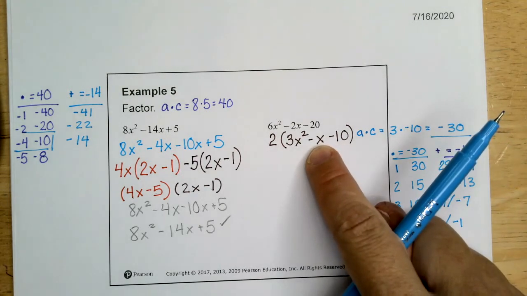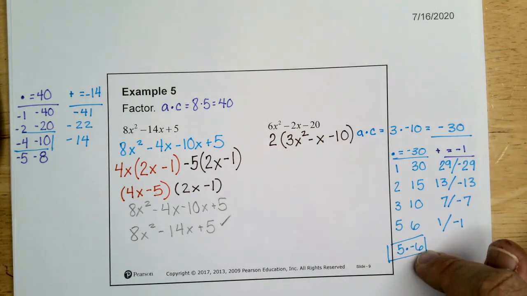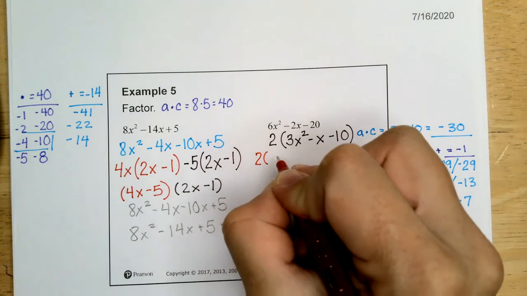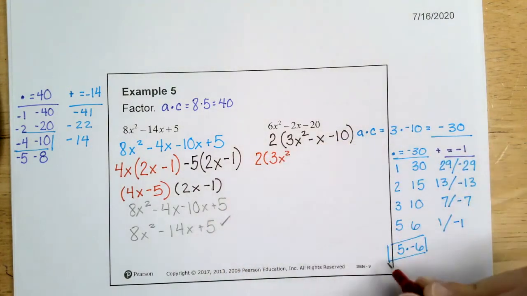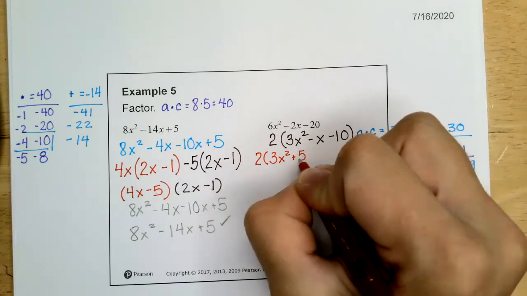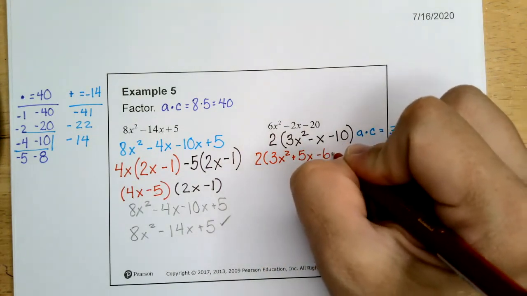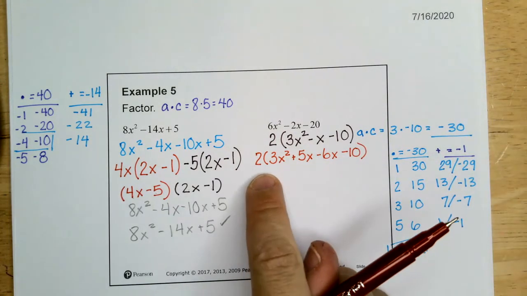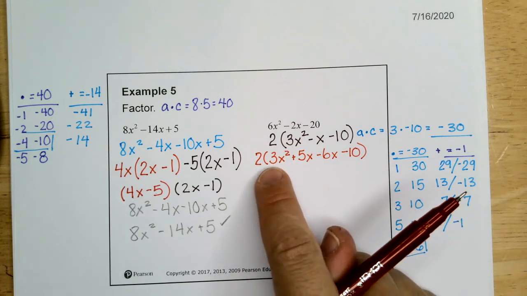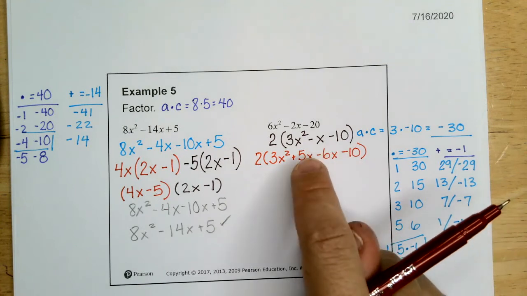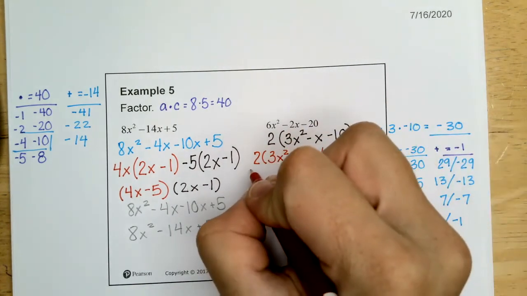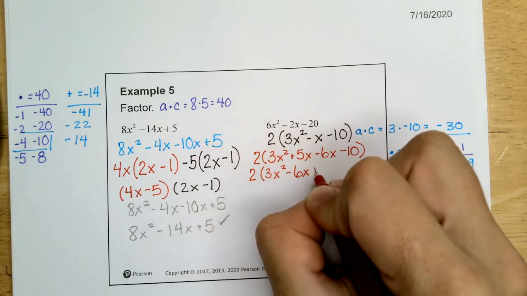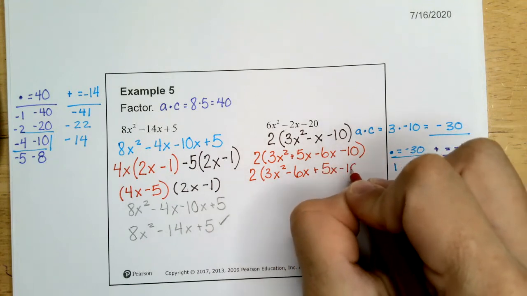So now instead of that -x, I'm going to put in a +5x and a -6x. So I'll rewrite it. Now it's 2 times 3x squared plus 5x minus 6x minus 10. So I just stretched it out. Remember, now I'm factoring. So 3 and 5, they have no factors. 3 and 6, they have factors. 5 and 10, they have factors. So I'm going to switch them around. 2 times 3x squared minus 6x plus 5x minus 10.